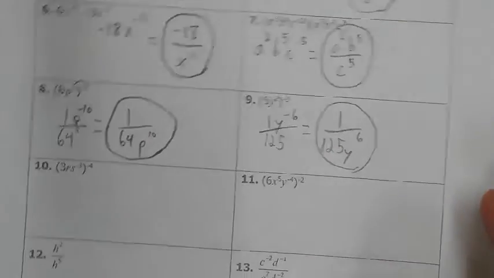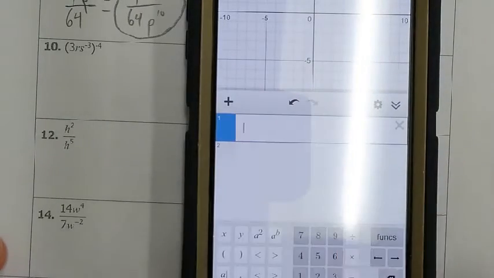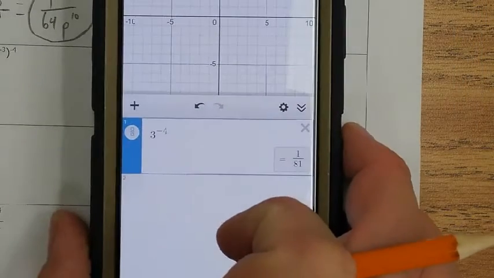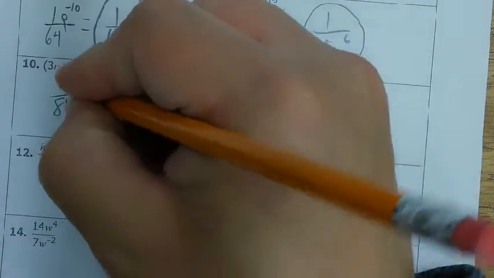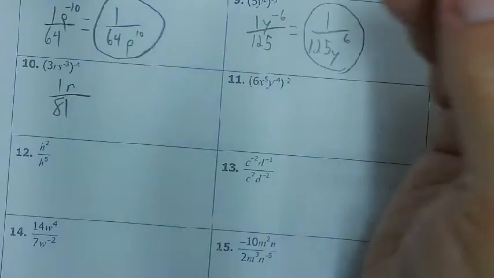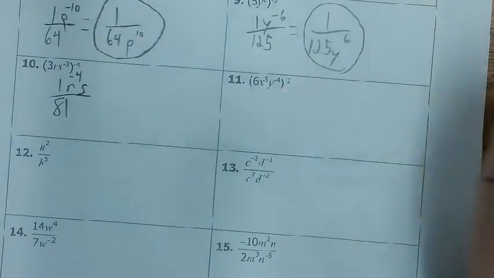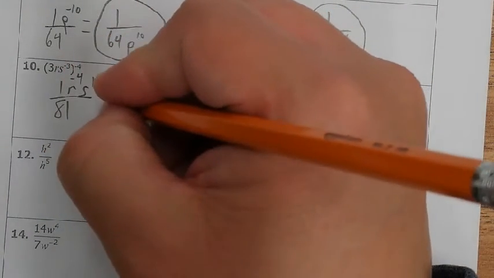Okay, I'm going to do 10 with you just because there's a negative on the inside and outside. So 3 to the negative fourth. Once again, that one I'll just put in here. That makes it 1 over 81. So 1 over 81. R to the, what would our R change to? Negative 4. What would our S change to? This is where I thought some people might get mixed up. Positive 12. Because a negative times a negative is a positive.